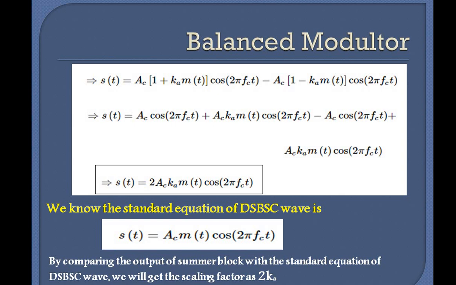What was the standard equation of your DSBSC? S of t is equal to Ac m of t into cos 2 pi fct. This was the standard equation of your DSBSC. So only one scaling factor we have got over here, that is 2 Ka. Instead, 2 Ka is the scaling factor that we have obtained. So this is the similar signal of your DSBSC.